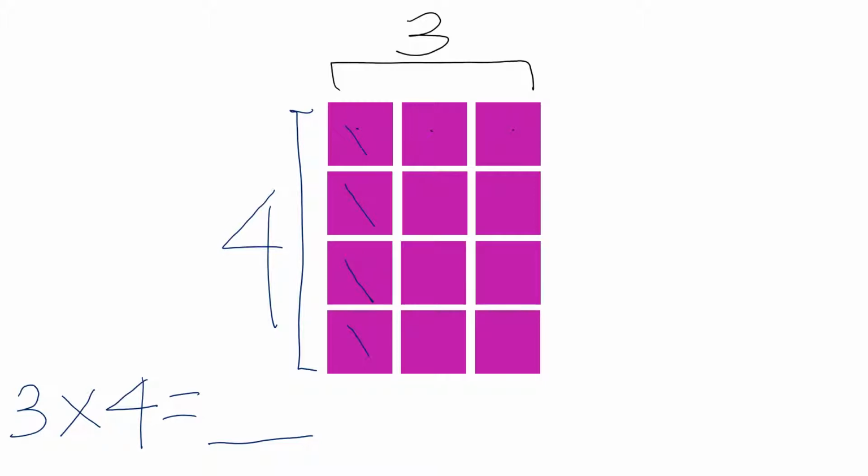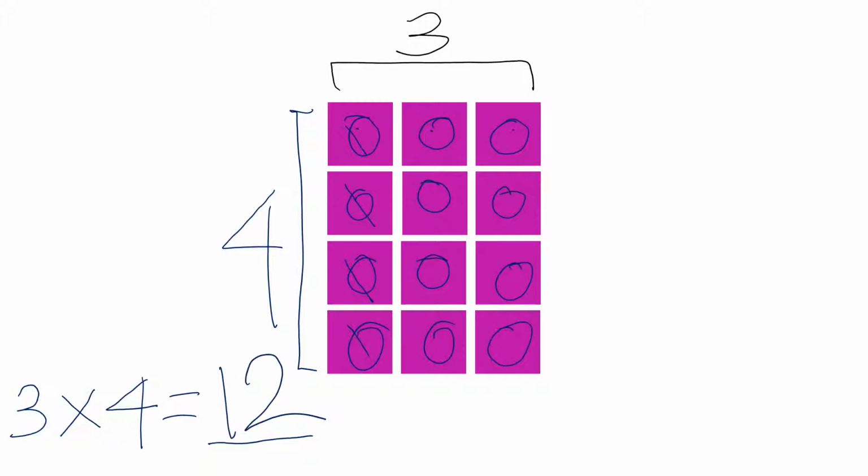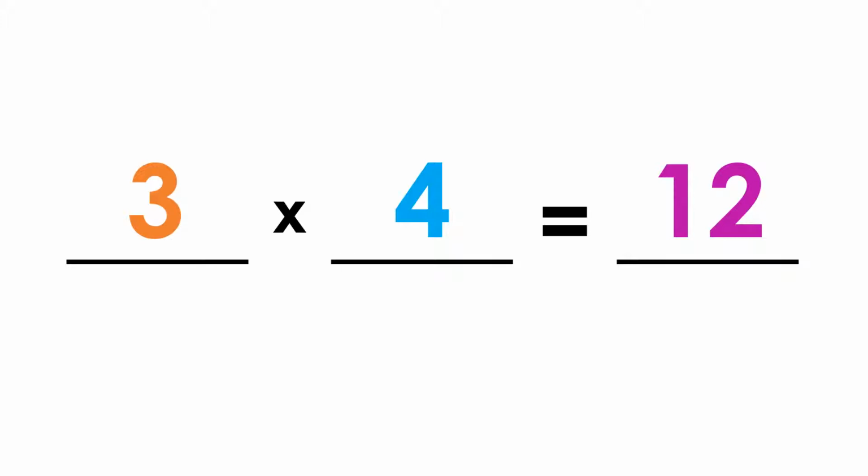Okay, we have 1, 2, 3, 4, 5, 6, 7, 8, 9, 10, 11, 12. That's 12 blocks altogether. So we know that 3 times 4 equals 12 blocks altogether. If we look at it this way, we can see that 3 times 4 is 12.